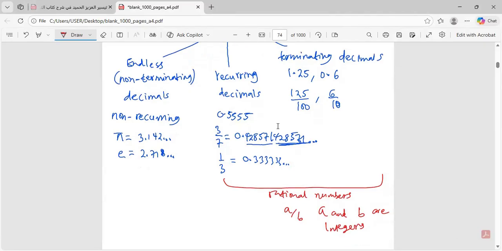Whereas these non-terminating or endless non-recurring decimals are never rational numbers. They are numbers that cannot be expressed in the form a over b. Example is pi, example is exponential. So they give irrational numbers.